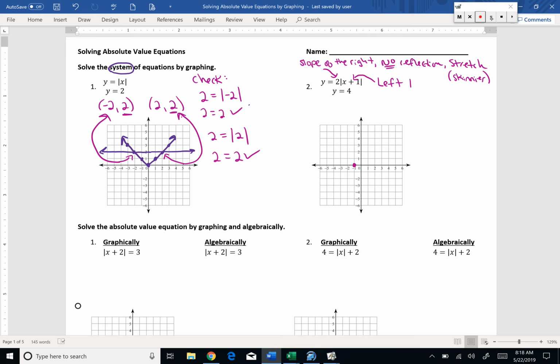We said the 2 out front was our slope. So if you want to put it over 1, you can if that helps. We're going to go up 2 and right 1, up 2 and right 1. Now, since we are looking for intersection points, maybe let's go up 2 and right 1 again, because we're not sure where that's going to intersect yet.